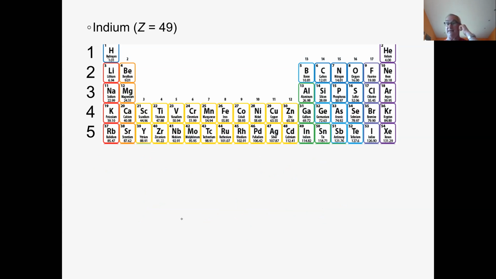So let's look at indium, an element we don't really talk much about because no one knows much about it. That's not true. Someone must know something about it. So indium has 49 electrons. Where would I find indium? Right bottom. So here, there's indium. What is the noble gas that's smaller than indium?